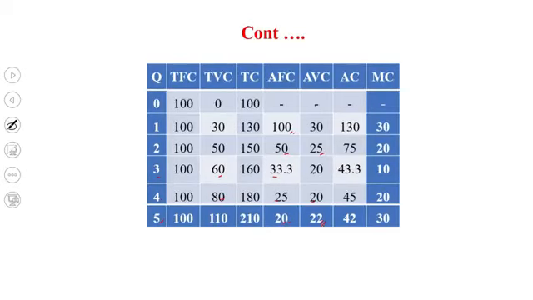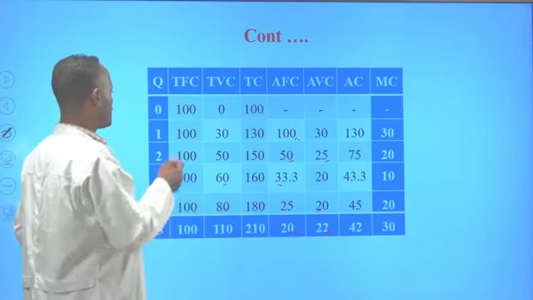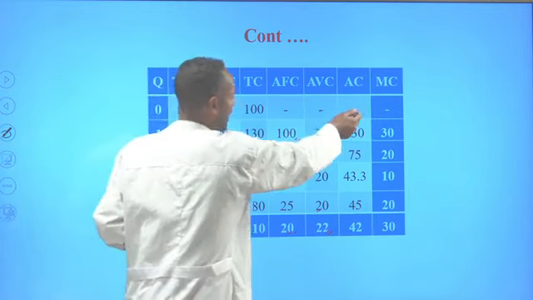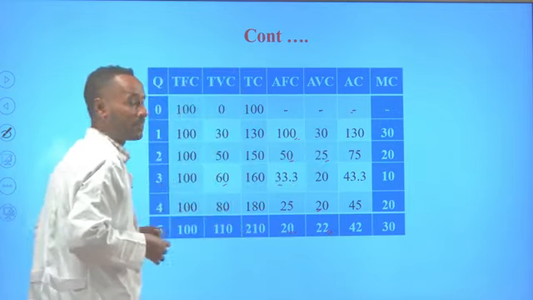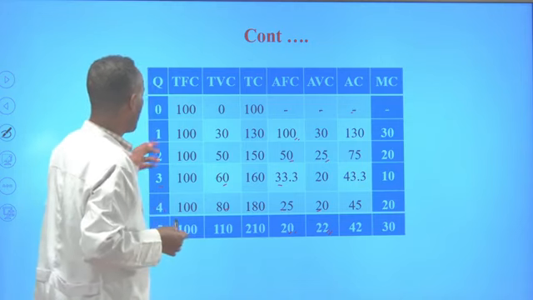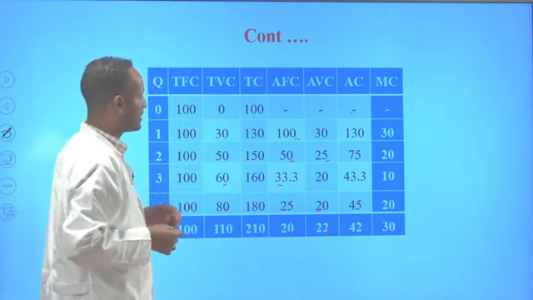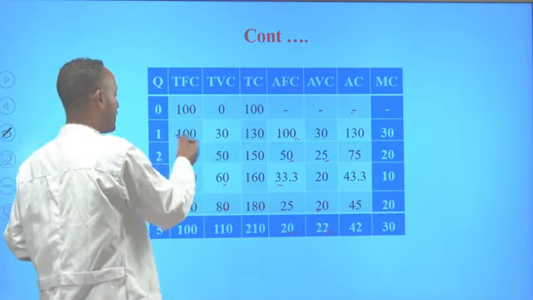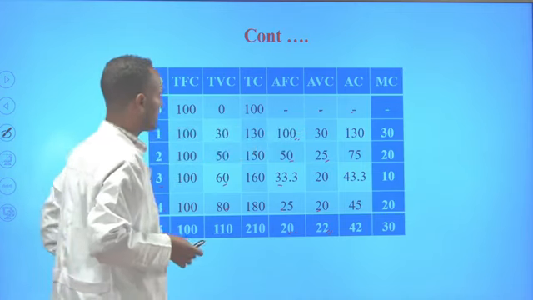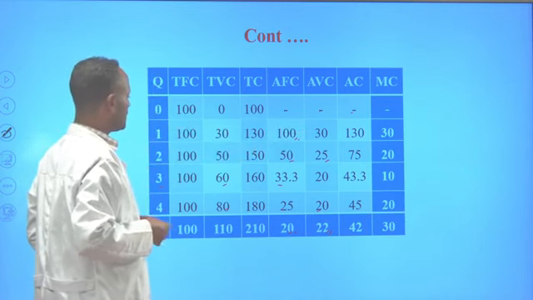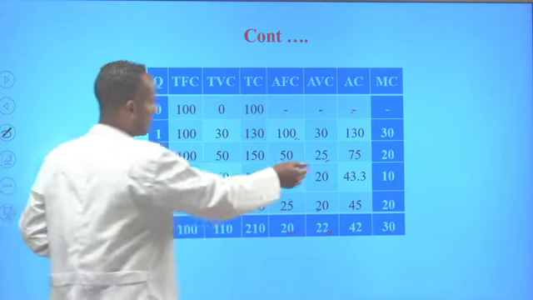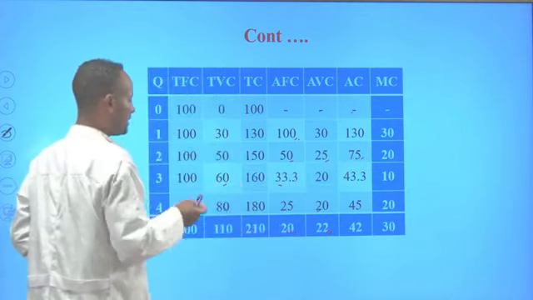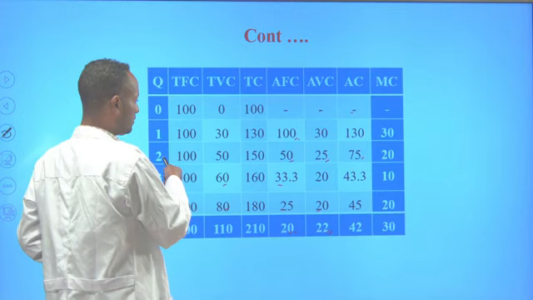The average cost of production is calculated by dividing total cost by the output produced and sold. The average cost of producing 0 units is undefined because the denominator is 0. The average cost of producing 1 unit of a commodity is 130. It is calculated by dividing TC by Q, 130 divided by 1 is 130. The average cost of producing 2 units of a commodity is 75. It is calculated by dividing 150 by 2.